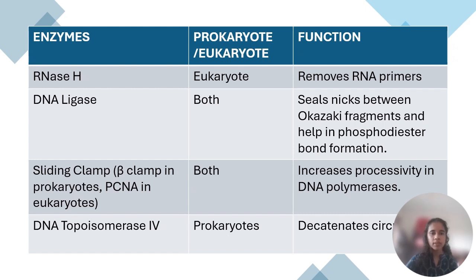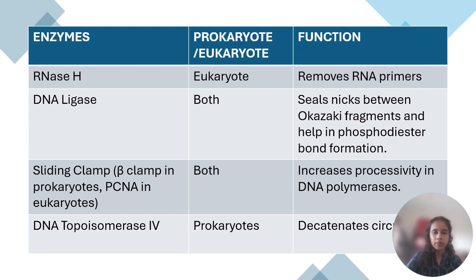Then other enzymes are RNase H. As I told you, they are involved in removing the RNA primers. They are there in eukaryotes primarily. In prokaryotes, as I told you, it is DNA polymerase 1 that does this function. Then you have DNA ligase. They're in both. They help in sealing the Okazaki fragments and forming the phosphodiester bond.